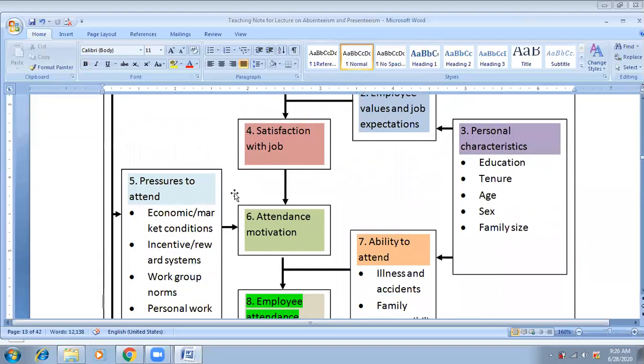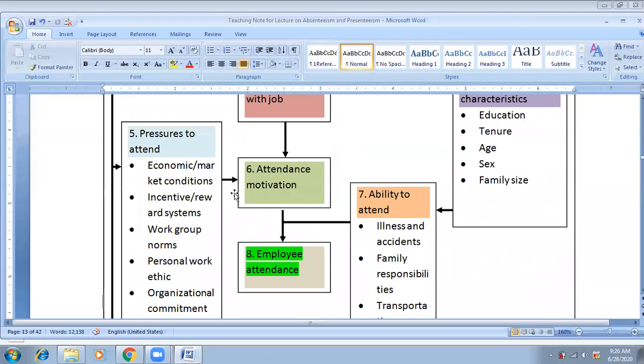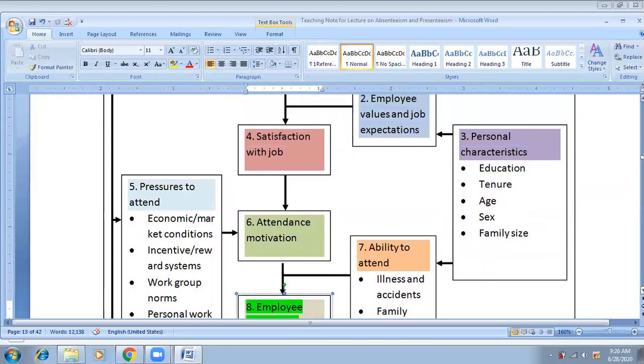Several variables are in the model. In fact, there are 8 variables. The primary variable is employee attendance, because we want to improve employee attendance by reducing absenteeism. That's why this is the primary variable. This is the dependent variable that we want to enhance, in which we are primarily interested. Management of employee attendance, in other words, management of employee absenteeism.